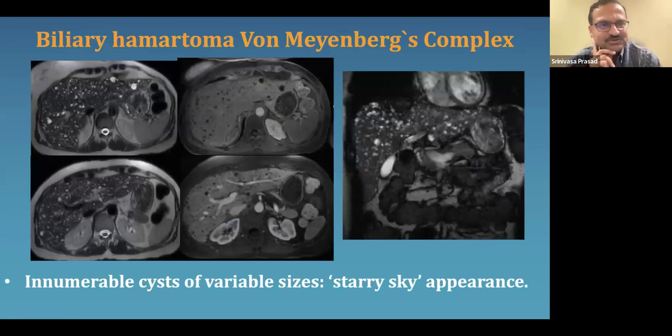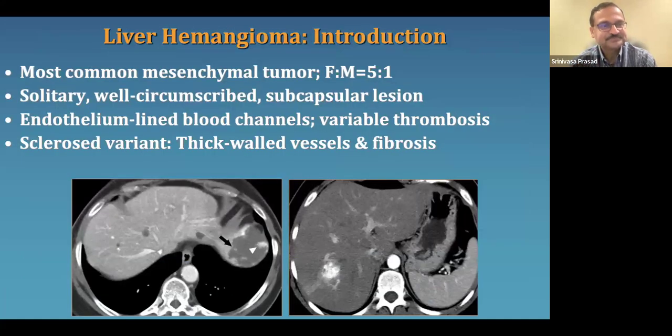Now, before we go into the classic primary tumors, here is an example of biliary hamartomas or von Meyenburg complex, where we have innumerable cysts almost giving rise to the so-called starry sky appearance. They may be of variable size, some of them, but most of them are quite small, and this is something not to be confused for other sinister tumors.